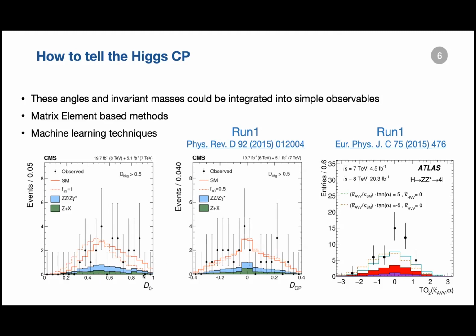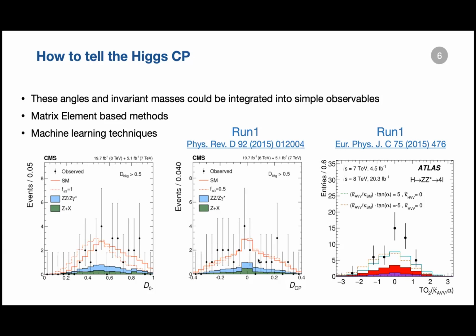So you see that if you have no mixture, then this observable is completely symmetric. But if you have a mixture with positive phase, then you have a forward-backward asymmetry. And vice versa, if you have a negative mixture, it actually will go the other way. So using these techniques, people can use very simple observables to measure the Higgs boson CP information.